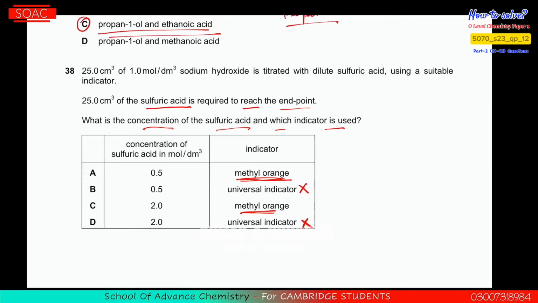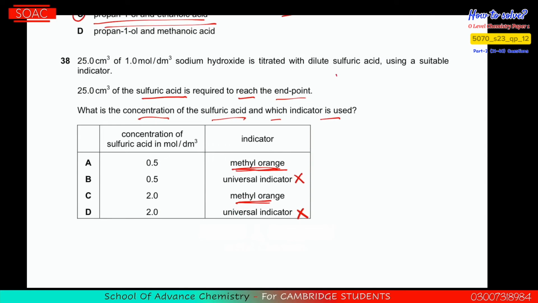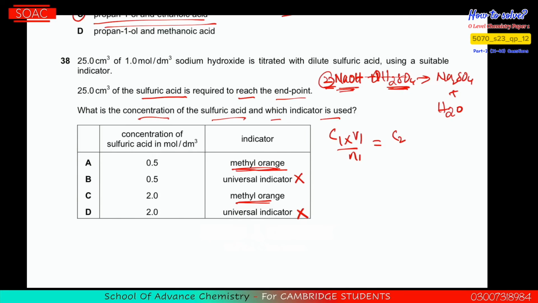Now, I'm going to write the equation first of all. Sodium hydroxide plus H2SO4 goes to Na2SO4 plus H2O. For the sake of balancing, we will put 2 over here. So 2 moles of sodium hydroxide are required with 1 mole of sulfuric acid. I am going to use this formula: C1 multiplied by V1 over N1 is equal to C2 multiplied by V2 over N2.